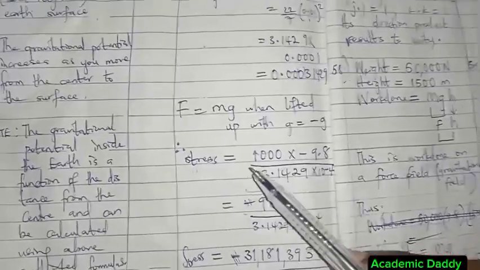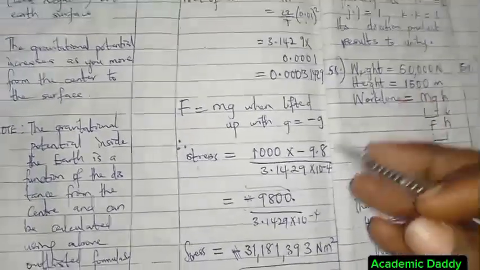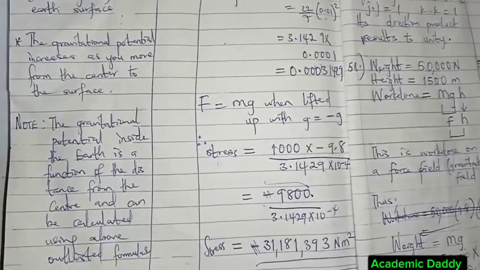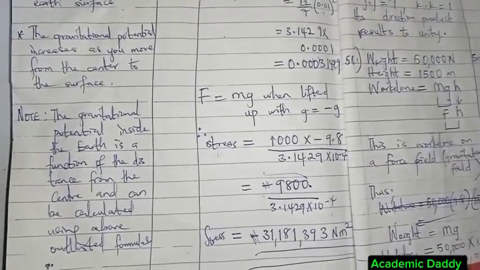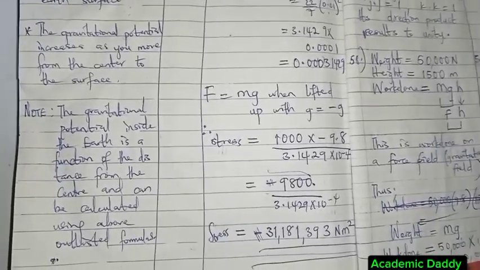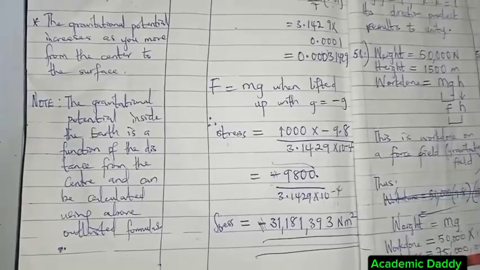So stress is going to be equal to 1000 times minus 9.8 because it's going up. Some textbooks will ignore the minus. There is no problem if you choose not to put the minus, but I'm putting the minus to show you that it's going up. It's not like the value is negative or whatever, but it's showing you that the body is going up. That's why I put down negative.